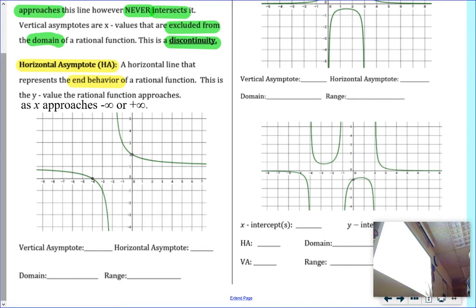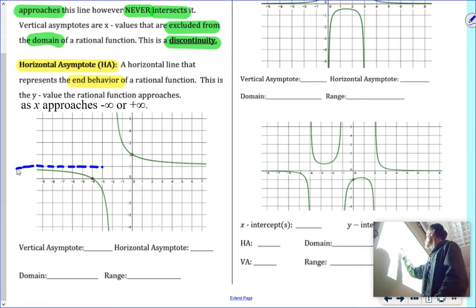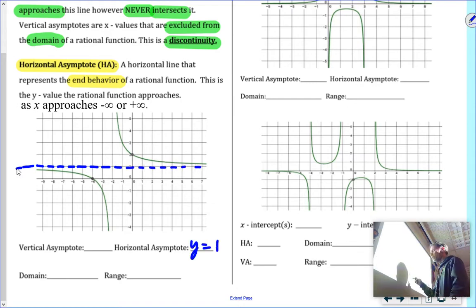If we were to sketch in the asymptotes, it looks to me like the horizontal asymptote is about right here. So that would be the line y equals 1. It's always going to be y equals something. And then for the vertical asymptote, again, think to yourself, what line is this getting close to, but the graph isn't touching? And it looks to me like it's right there at x equals -2.